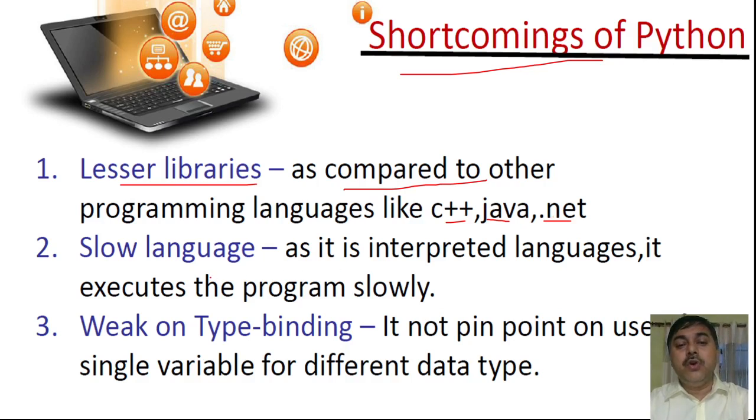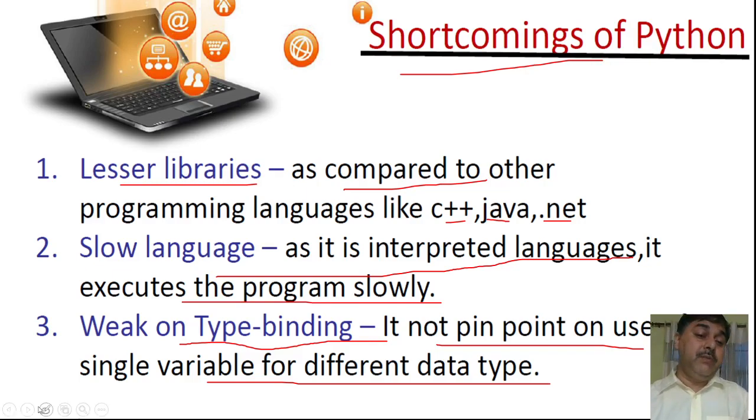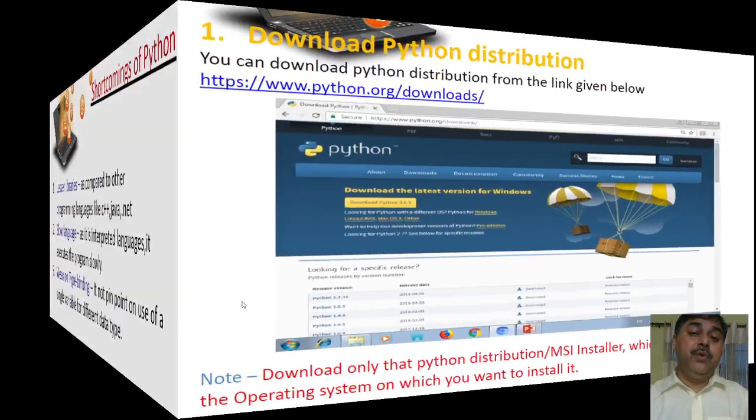Okay, slow language. Slow language means that as it is an interpreted language, the interpreter executes the program very slowly. That is what we call a slow language. Weak type binding means it is not pinpointed that a single variable is for a single data type. We can use a single variable for different data types. That can also be done in Python.